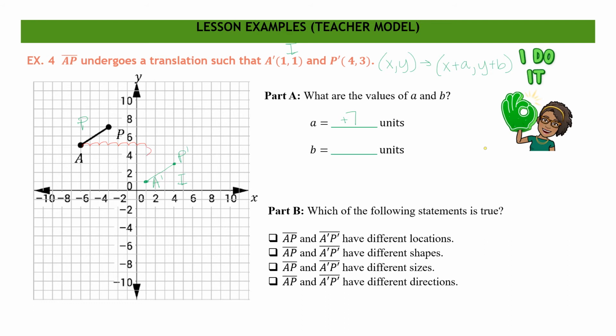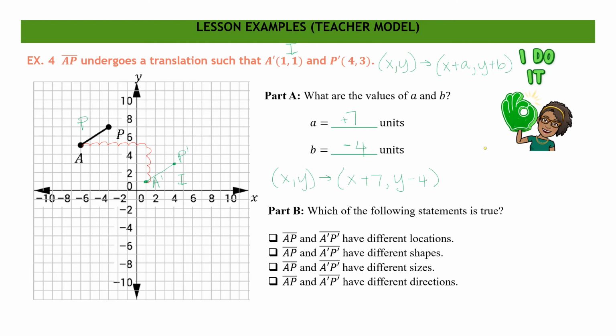So we had to move 1, 2, 3, 4 units, and that was 4 units down. So I know that if I wanted to write the rule for this, my rule is to go 7 positive units to the right, and then we're going negative 4 units down along my y-axis.